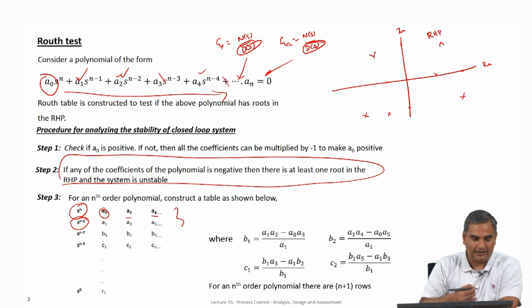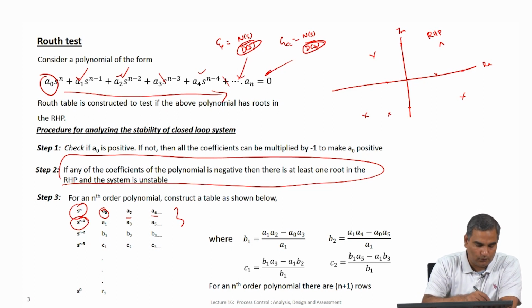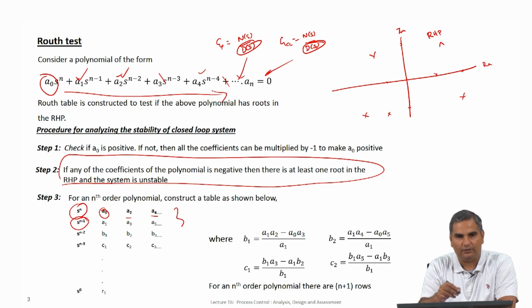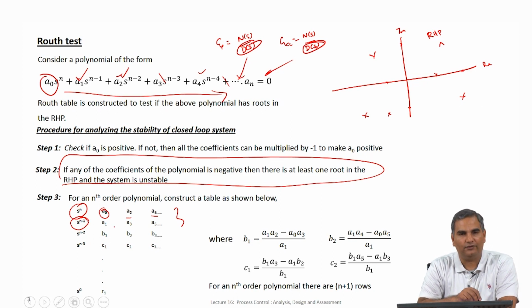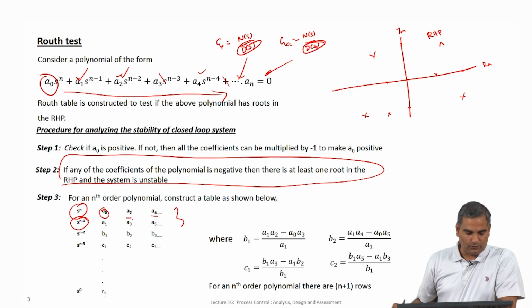To summarize again, the first two rows are filled out of just the polynomial that we are looking at currently. For the first row, to show that this is the highest power s power n, you take the first term and put the coefficient, then skip one term, put the coefficient, skip one term, put the coefficient, and so on. In the second row you write s power n minus 1, and all the left out terms you just put the coefficients here. Once you do this, you can start filling one row after another.